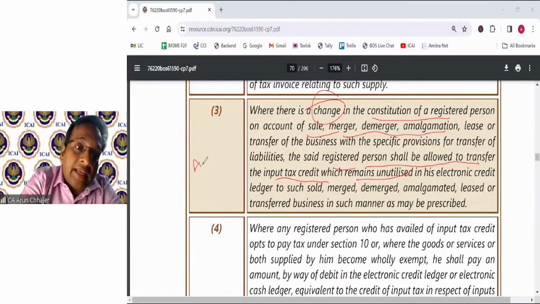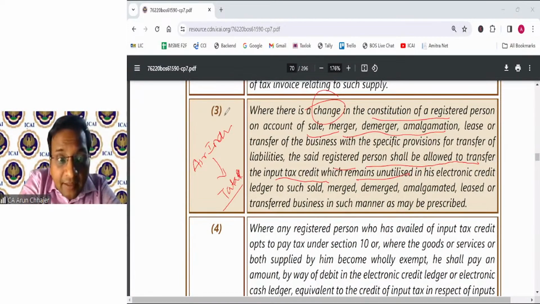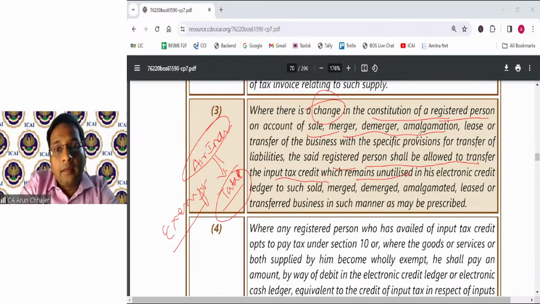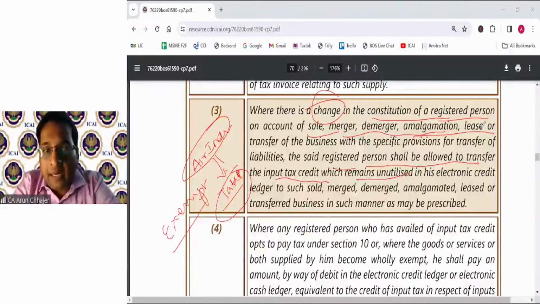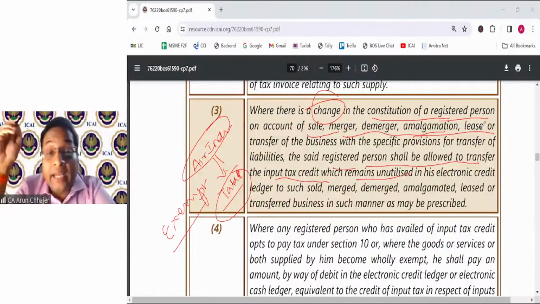the Air India has been sold to Tata, then this sale is exempted in the GST. There is no tax liability on the sale, merger, demerger, amalgamation, lease or transfer of the business. This transaction is not taxable in the GST. It is made exempted. If it is exempted, then what happened to my ITC?